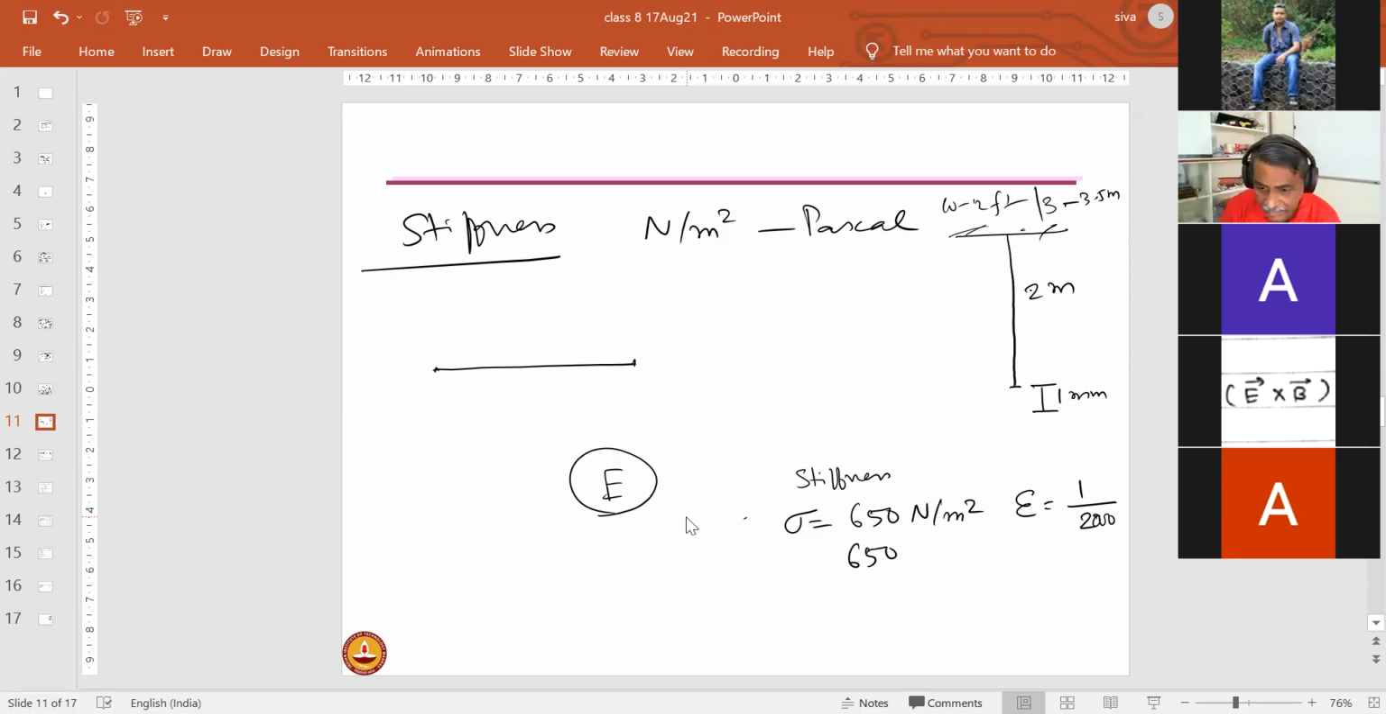So let's see what I get. 650 divided by 1 by 2000 is roughly, give me an answer. This is Newton per meter square. I should get 13 into 10 raised to 6 Newton per meter square. Correct? Is it 10 raised to 6? Excuse me, sir, sigma should be 650 Newton per millimeter square, right?